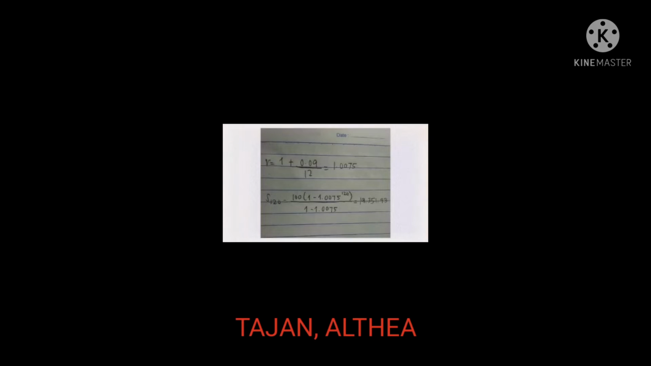S120 equals 100 open parentheses 1 minus 1.0075 raised to 120 close parentheses over 1 minus 1.0075, and the answer is 19,351 and 43 centavos. So the account has $19,351 and 43 centavos after the last deposit is made.